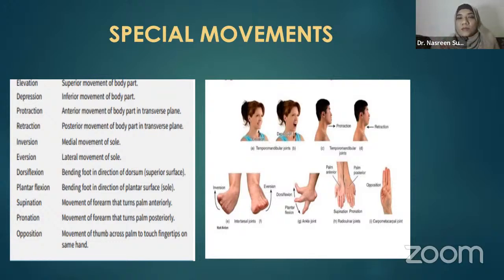Remember, do these movements and call them by names when you are doing them. For example, elevation, depression, protraction, retraction, then inversion, eversion, dorsiflexion, plantar flexion, then supination, pronation, opposition. Then you need not take any textbook, read it, and remember. Very easy to remember when you do this. So these are the different movements in the joints.